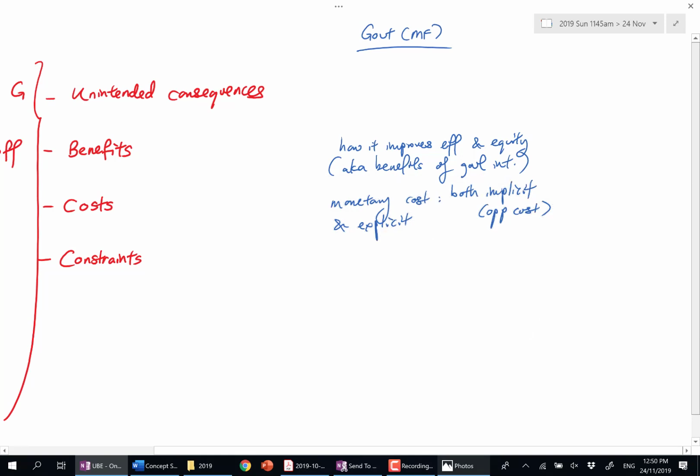On a side note, whenever you talk about opportunity cost, please make sure you highlight three things: LED. Define opportunity cost, highlight what is limited. Usually it's about money, right? Government has limited budget. E stands for example. Give an example of what's the opportunity cost.